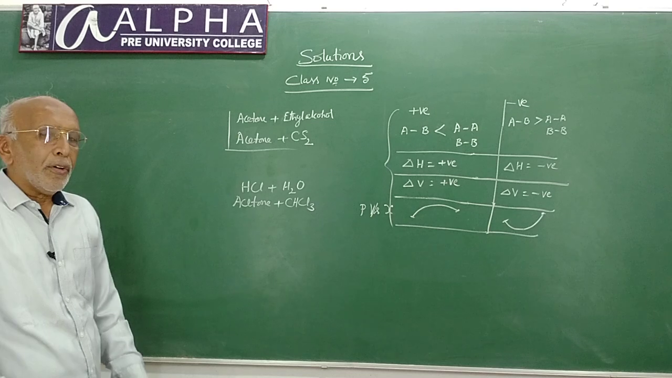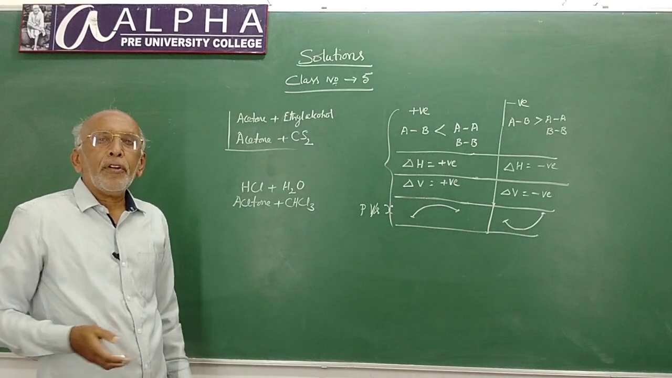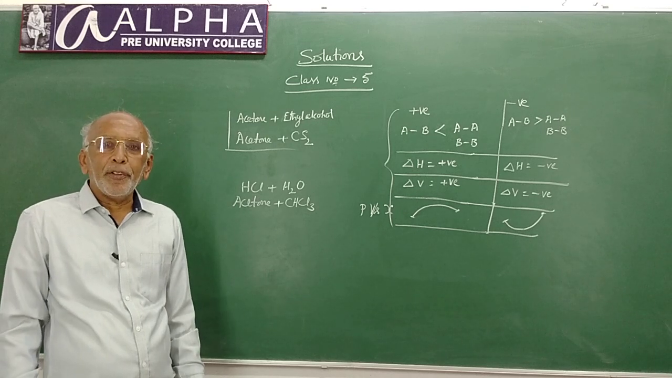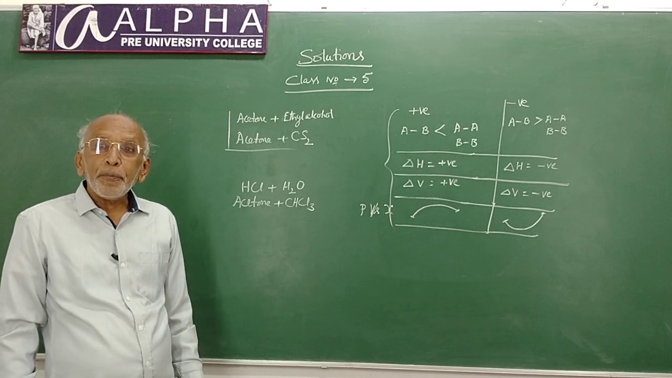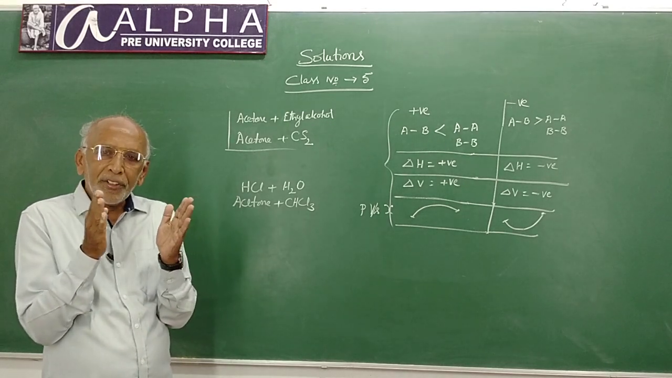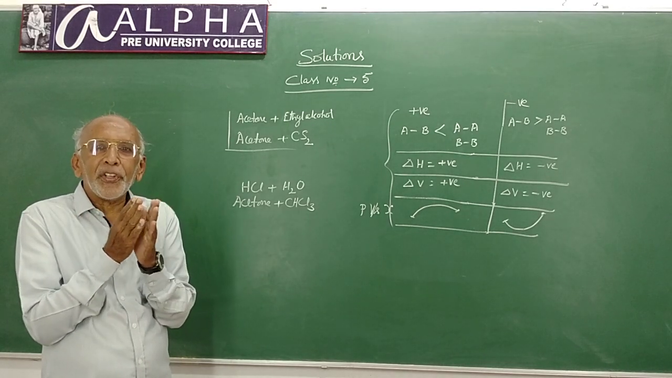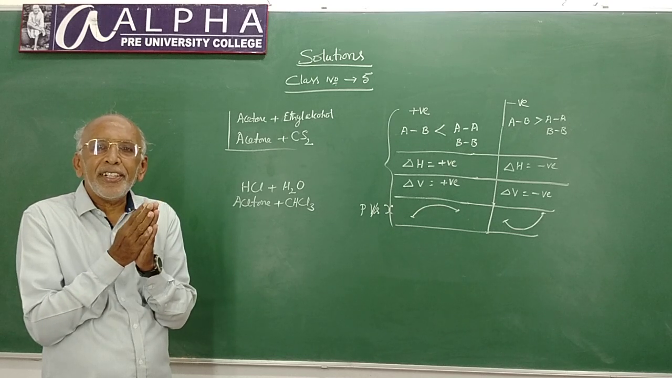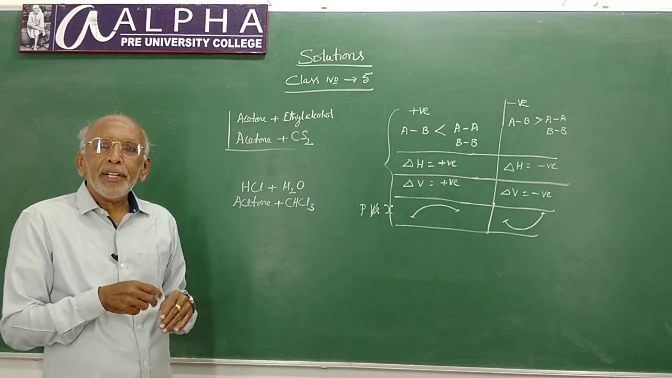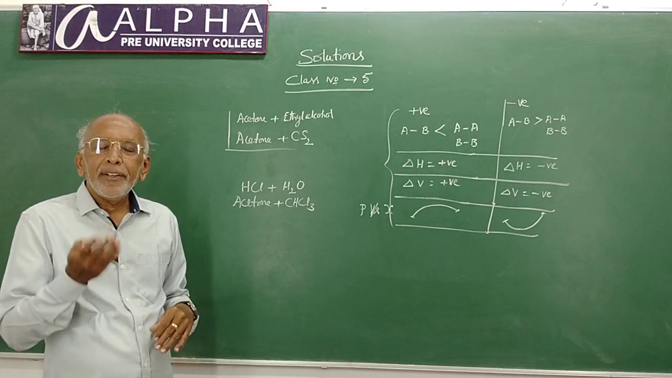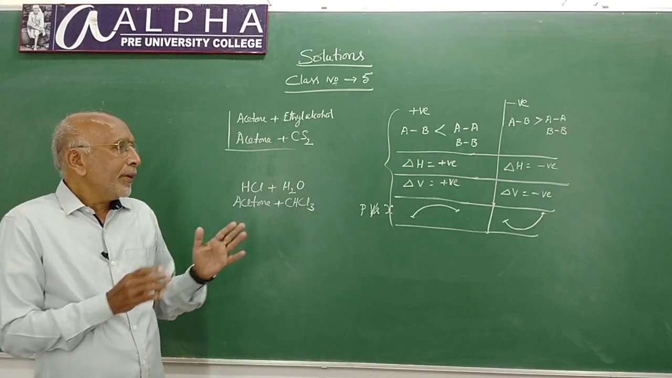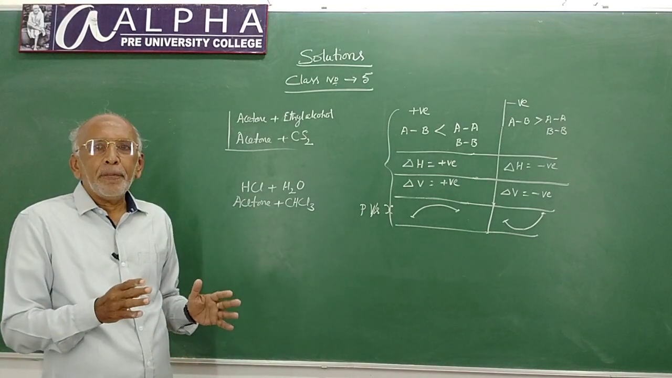A mixture of acetone and chloroform, that is, a solution of acetone and chloroform, is a non-ideal solution showing negative deviation. Here, hydrogen bonds form. When hydrogen bonds form, molecules or particles come closer, consequently size decreases, volume decreases. During that process, heat is liberated, delta H is negative.